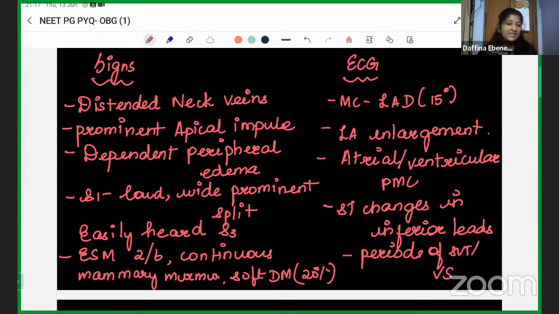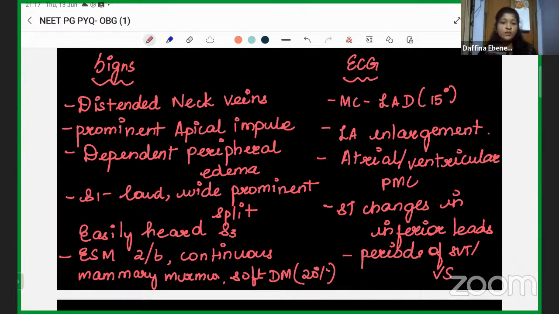The normal physiological changes in pregnancy. Okay, so signs will be displaced apex, prominent apical impulse, dependent peripheral edema, loud, wide split S1, easily heard S3, murmurs like ejection systolic murmur up to grade 2/6, continuous mammary murmur. All these are the signs.